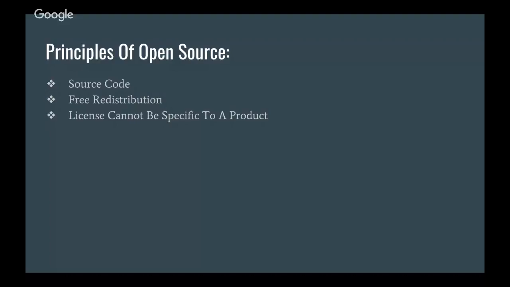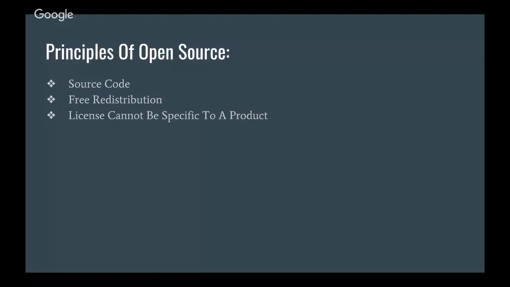Then we're going to get into free redistribution. The license will not restrict any party from selling or giving away the software as a component of an aggregate software distribution containing programs from several different sources. The license shall not require a royalty or other fees for such sale. That's pretty easy. Open source for your distribution.